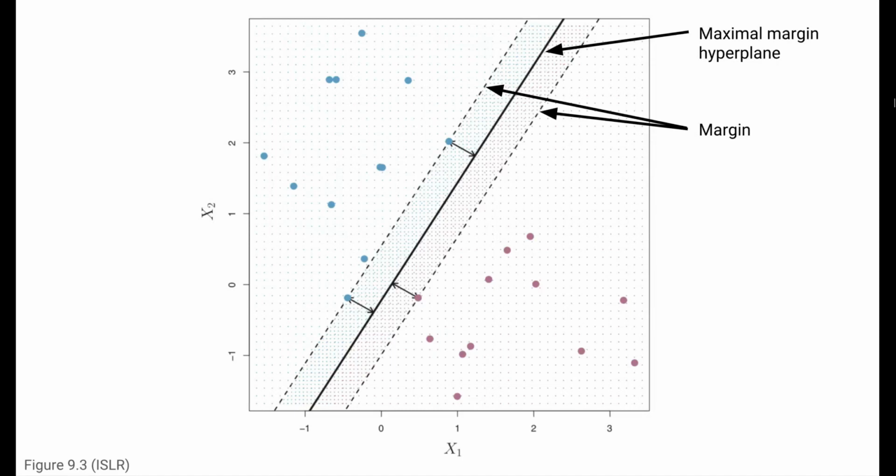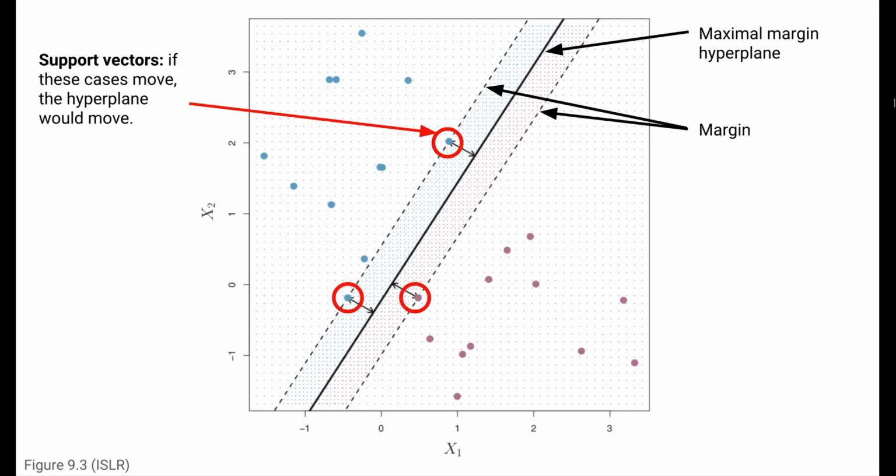So an example of a maximal margin hyperplane is shown here. It's the solid line indicated in the center, and the dashed lines indicate the margin. Note that there are 3 cases, 3 points that are equidistant from that maximal margin hyperplane. These are called support vectors in the sense that if these cases moved, then the hyperplane would move. So in this sense, these support vectors support where the maximal margin hyperplane is.